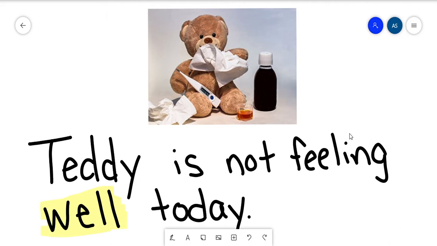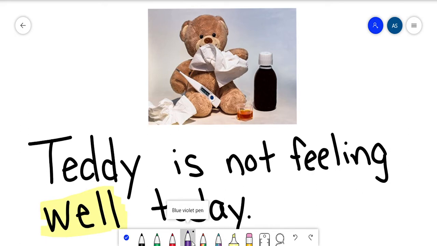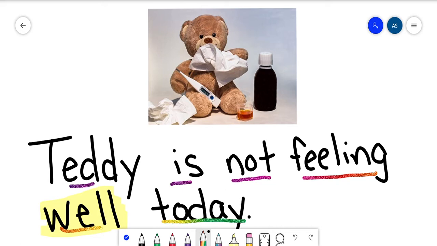Let's read the sentence. All right, so I'm going to have you read it with me because I know, well, you know some of these words, but I'm going to have you read it after me, actually. So I'm going to read it the first time, okay? Teddy is not feeling well today. You can tell he doesn't feel well because he's got tissues and a thermometer and medicine. It looks like he's sick. Poor Teddy. All right, so now I want you to read it with me.